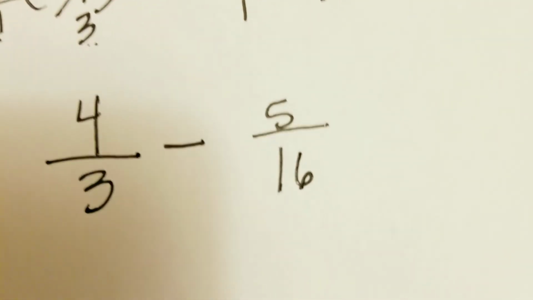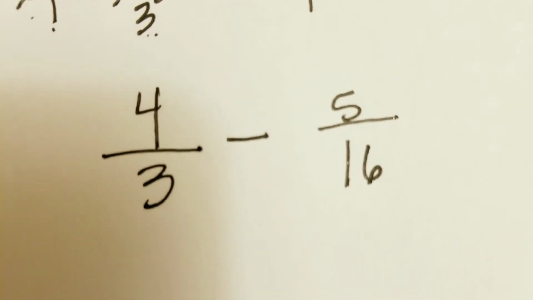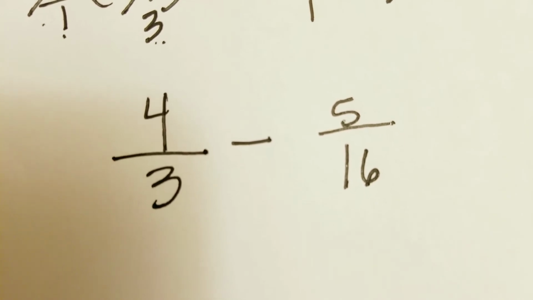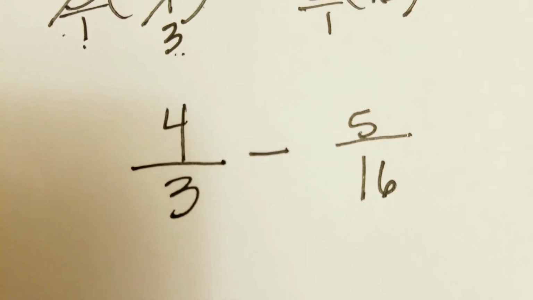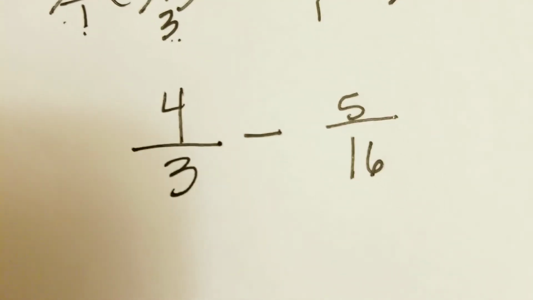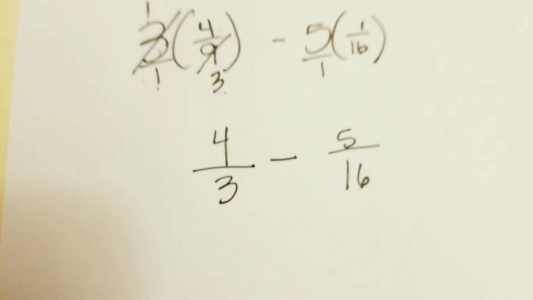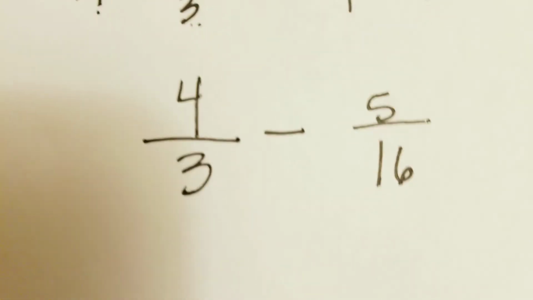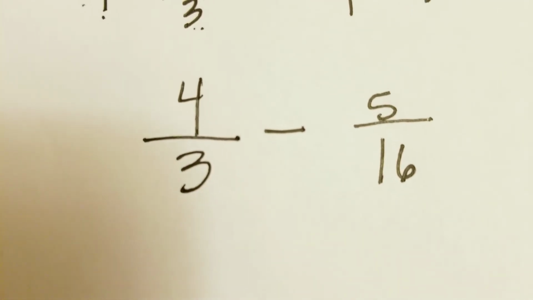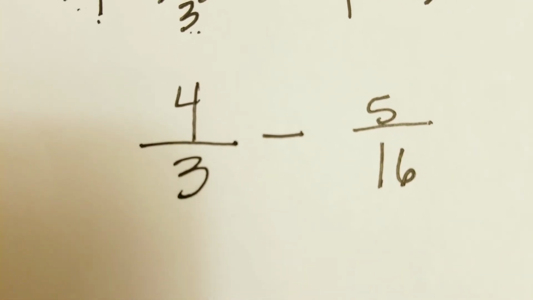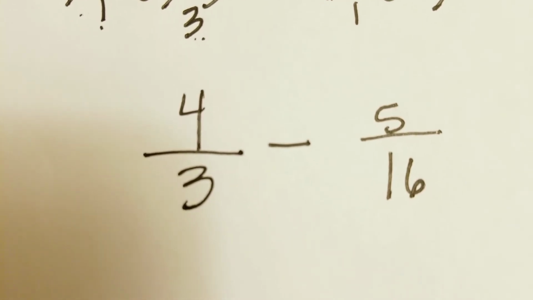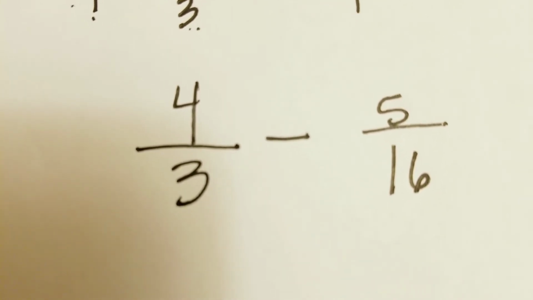So now we have our new little problem here. We notice that it's a subtraction problem. We don't have common denominators, so we need to create common denominators. 3 and 16, 3 does not go into 16. So one way you can find a common denominator is simply by multiplying the denominators together. 3 times 16 is 48.